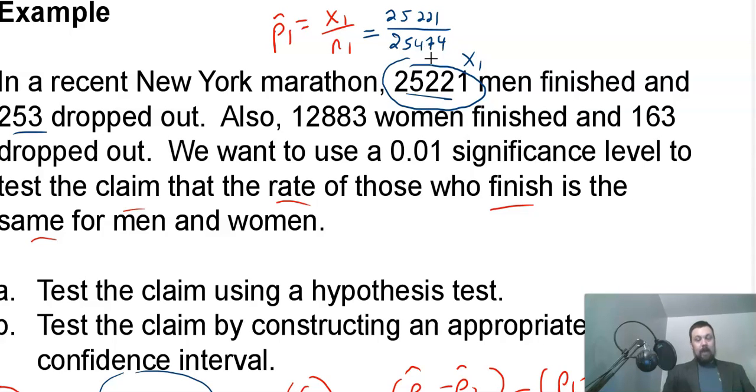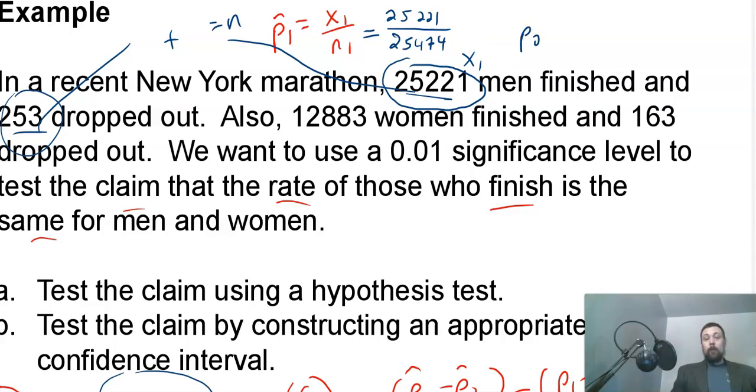25,474. That's the total number of men in the race. So we have to take these two numbers and add them together to get n1. All right. And so this is P1 hat, which is an awful fraction, but it's probably even worse as a decimal. I'm just going to leave it as a fraction.